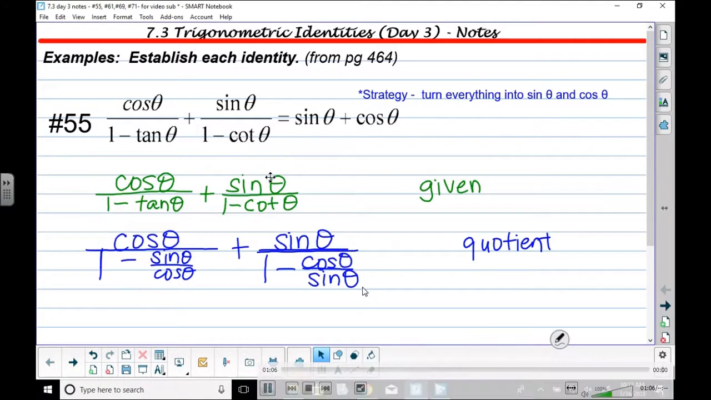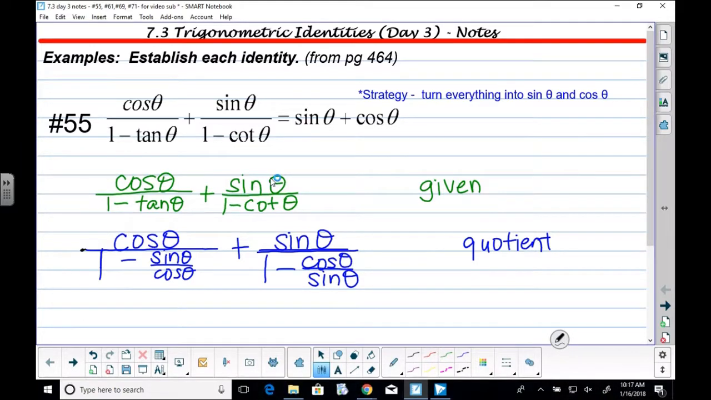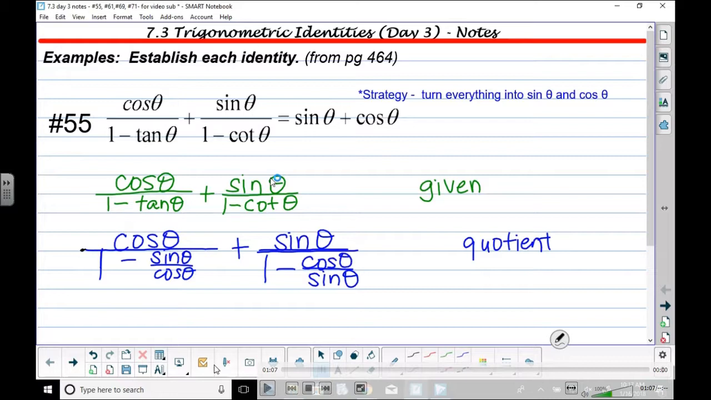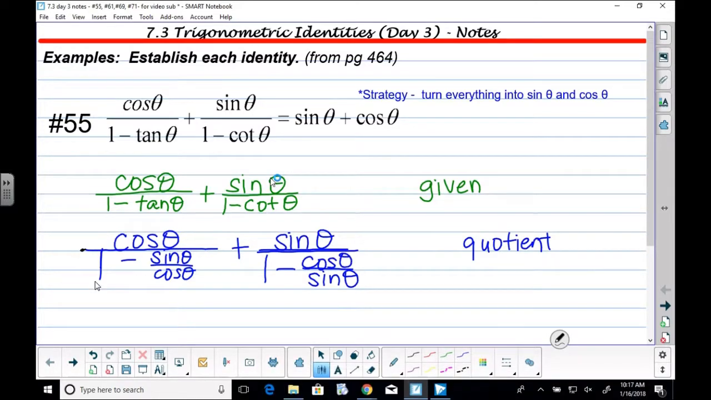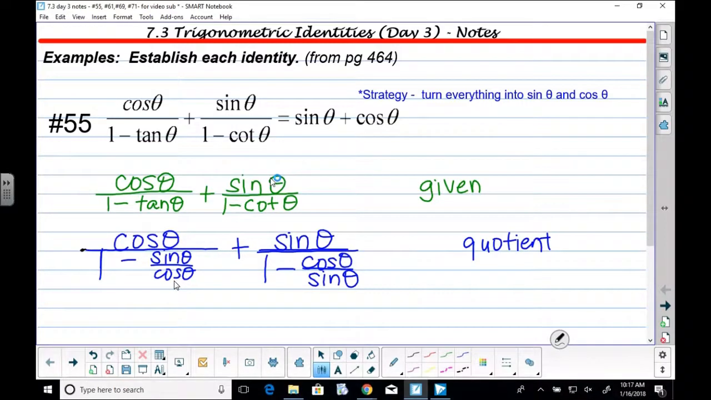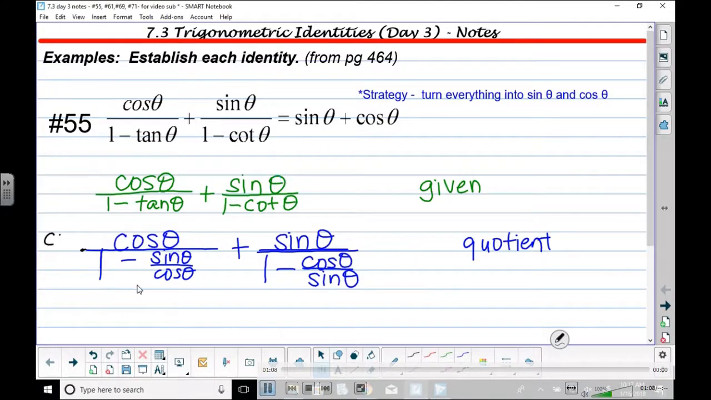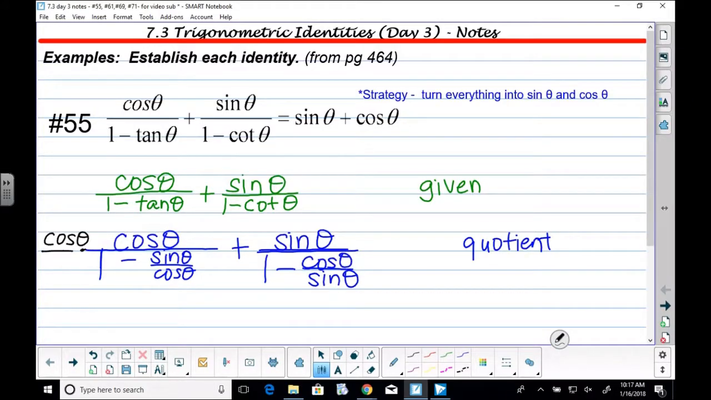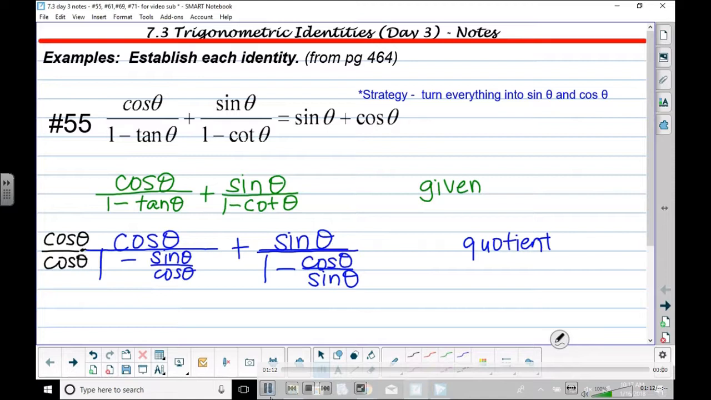Now, the strategy we're going to use next is actually instead of finding a common denominator, we are going to change each of these fractions individually, so that they aren't complex fractions. So what we're going to do is change each of these so that they don't have fractions within fractions. So if you look at the first fraction, the fraction within the fraction has a denominator of cosine. So what we need to do is multiply the top and bottom of this fraction by cosine of theta. That will get rid of the fractions within fractions.